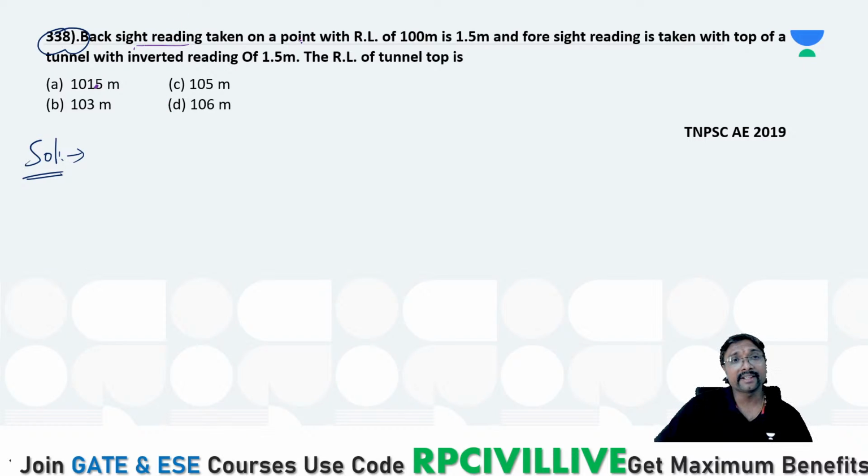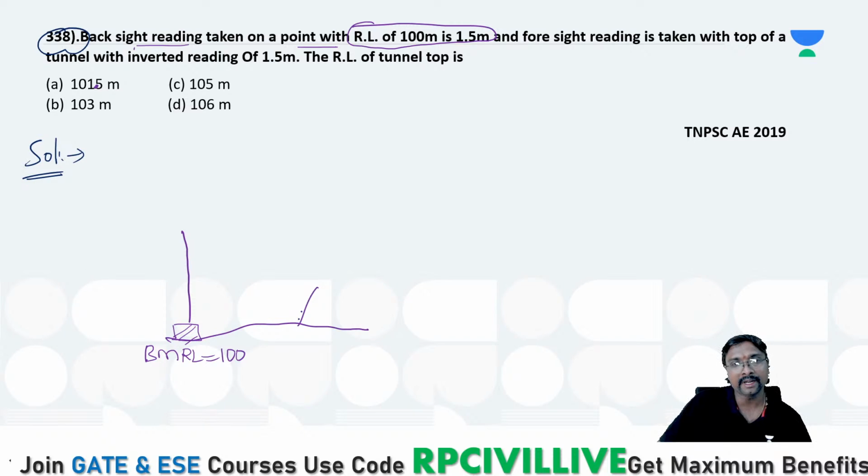The back side reading taken on a point with RL of 100 is 1.5 meters, right? So back side is generally taken on which one? This is your benchmark, right? What is the benchmark reduced level? The benchmark reduced level is 100. And what is the staff reading taken on this benchmark by this instrument? That back side reading taken is equal to 1.5, right?